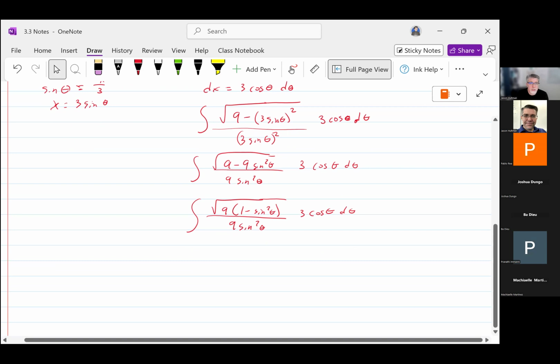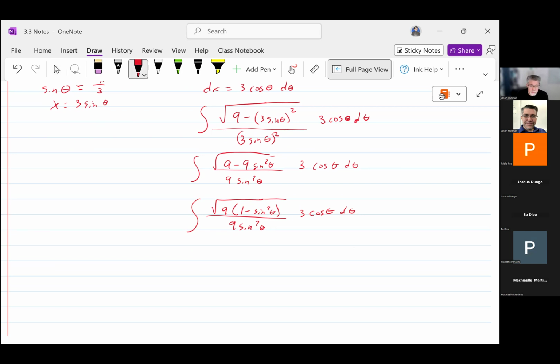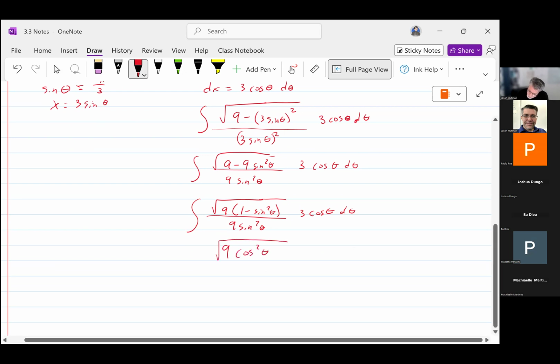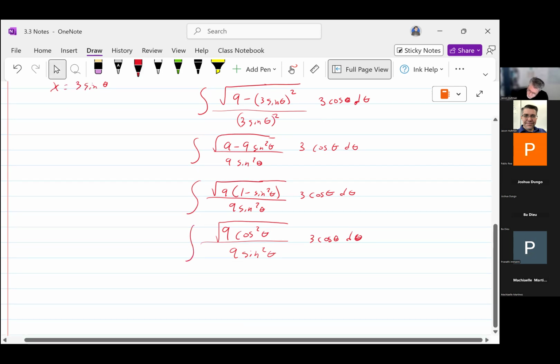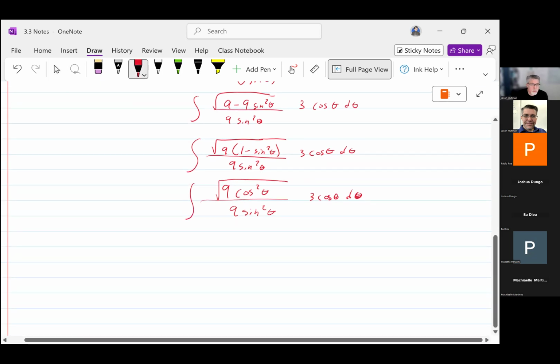Okay, and now we can use that substitution. 1 minus sine squared is cosine squared. Okay, we can use that, I should say, identity. So this is going to be the square root of 9 times cosine squared theta all over 9 sine squared theta times 3 cosine theta d theta. Okay, but what is the square root of 9 cosine squared? Well, it's just 3 cosine.